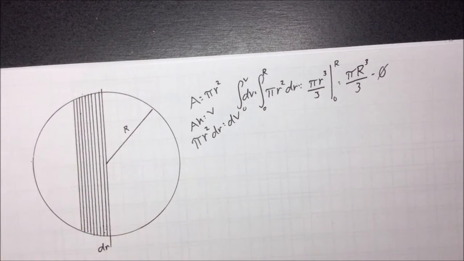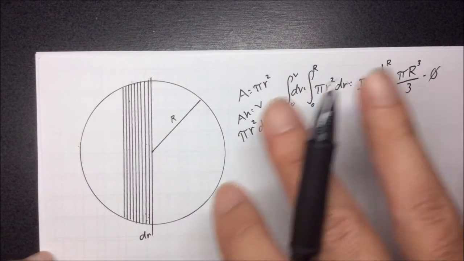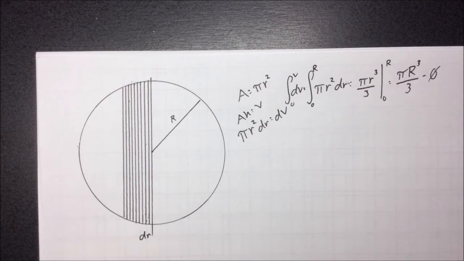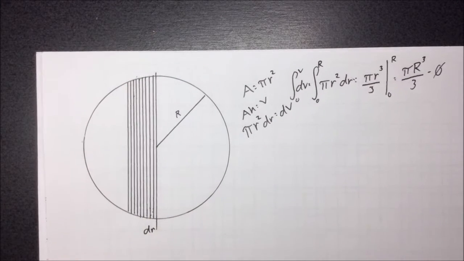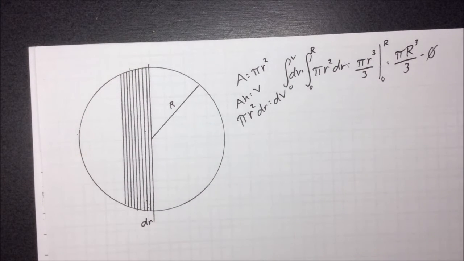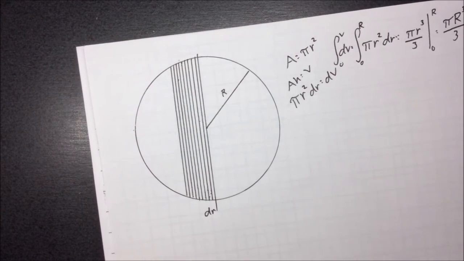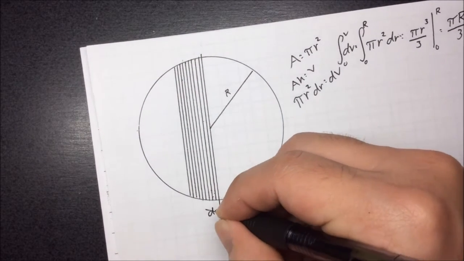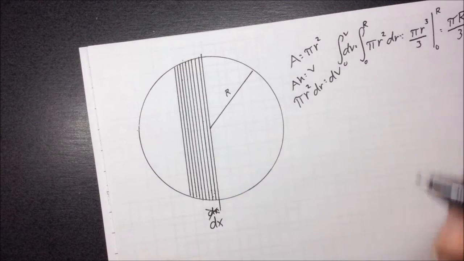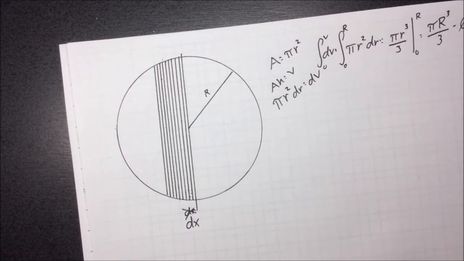All right, so let's go back and figure out how we can do this again. Same idea. We're applying this to a bunch of small slices, but hopefully we can get it right this time. So we have to change some things. We're not going to call it dr anymore. We're going to call this dx. Okay? And there's a reason why I want to do it this way.